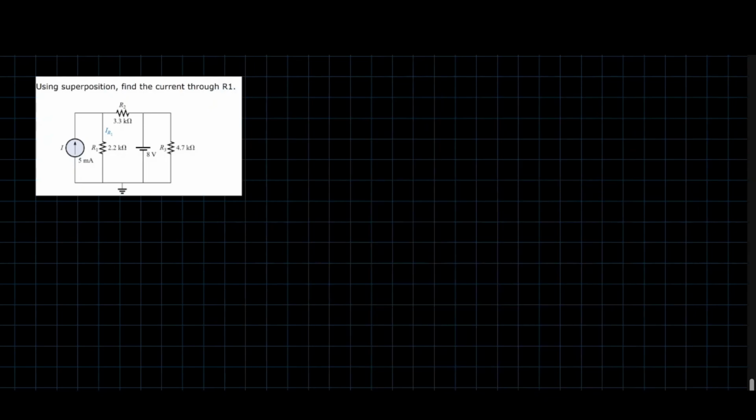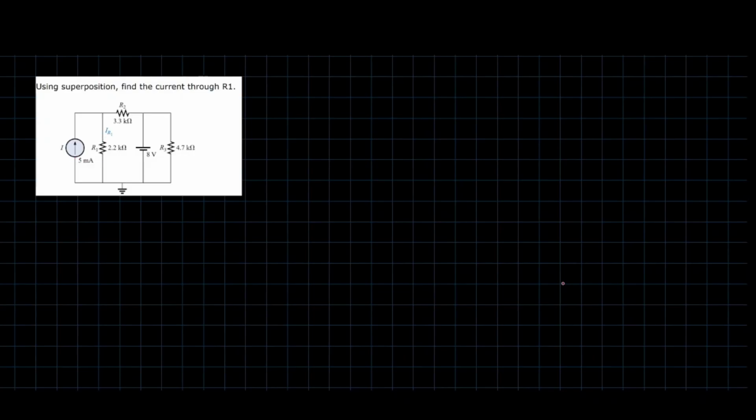Right, so they want us to use superimposition to find the current going through R1. So that's the current here. Superimposition basically says to take one source, see how the on source interacts with what you're looking for, then do the other one, vice versa.